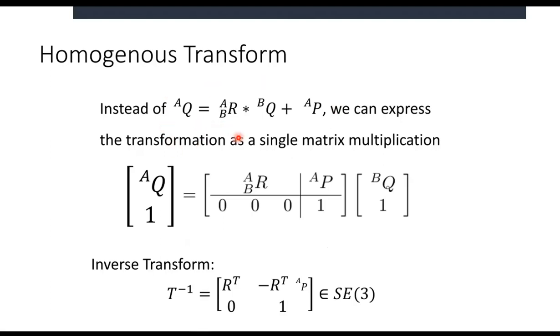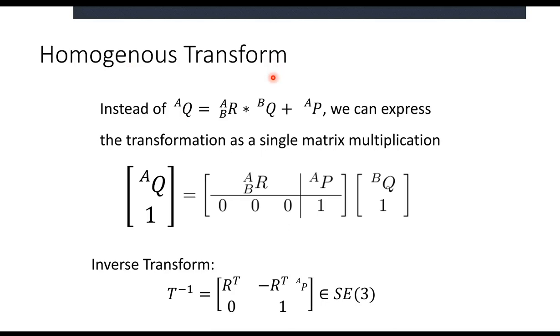What this is saying is that if I have point Q in frame B, and I have a rotation matrix that will transform me from coordinate system B into A, then I'll do that, but I also have to consider the translation. We talked about translation and rotation. So here's my translation, and here's my rotation. If I add those together, I will get my point Q in coordinate frame A. But we want to make this more concise, and so we introduce this notation called the homogeneous transform.